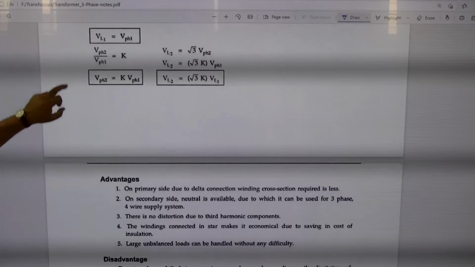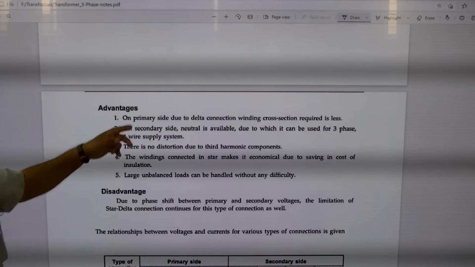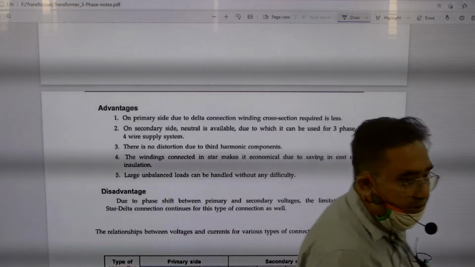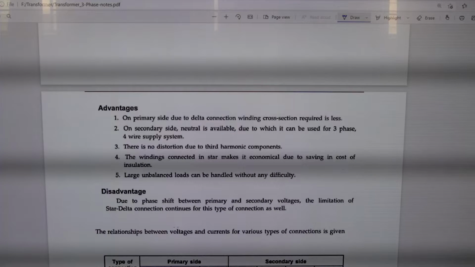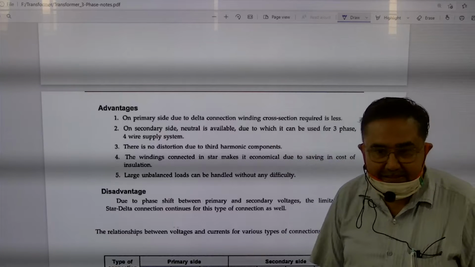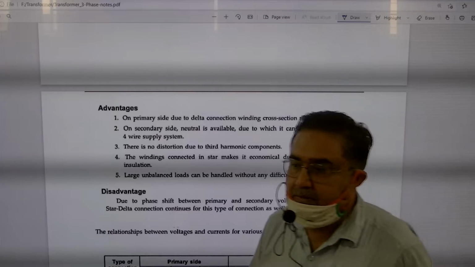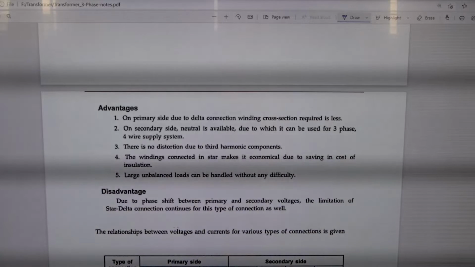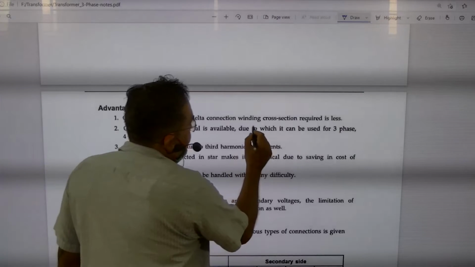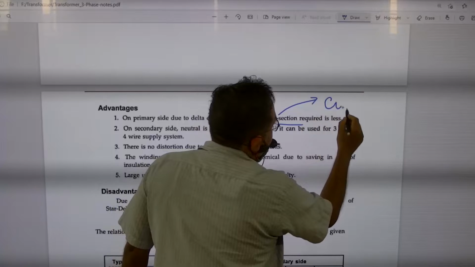I will provide you all these notes on the Google Classroom. So again, on the primary side, due to delta connection, the winding cross section required is less. Why? The cross section of a winding is decided by current.